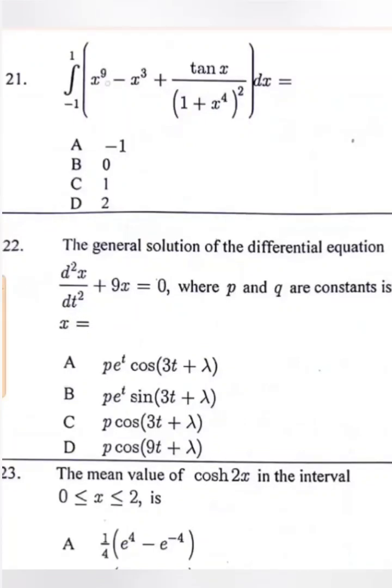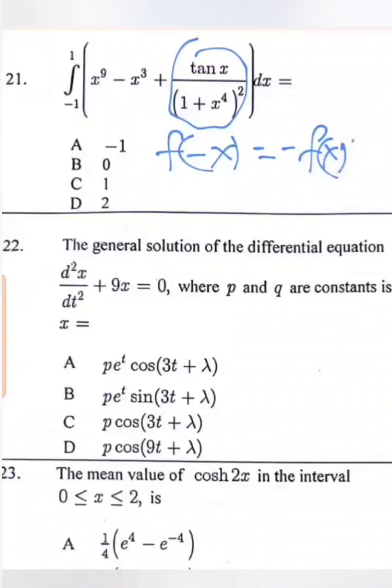If you verify well, you will see that x to the 9th is an odd function since the power of x there is odd. X cubed is also an odd function since the power of x is odd. Tan x is a well-established odd function, and then 1 plus x to the 4th all squared is even, and it makes the overall term there to be odd. And so all the terms being odd means the whole function itself is odd. So you can actually show that f of negative x would be equal to negative f of x in this case, and so the value of the integral will be equal to 0, corresponding to option B.